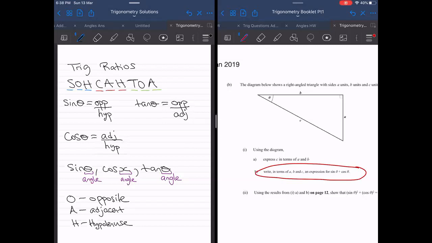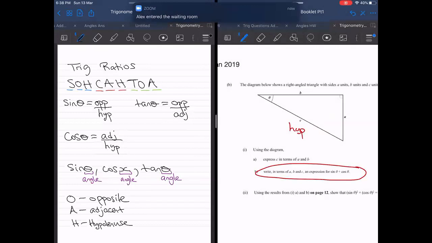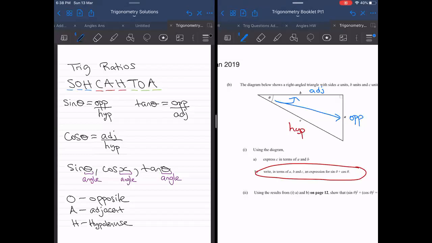So let's label what we have over here. Across from the right angle, we know that that is the hypotenuse. And then that leaves two sides. One close, one far. So this is the adjacent and this is the opposite.